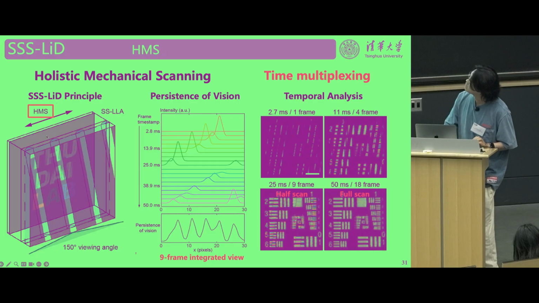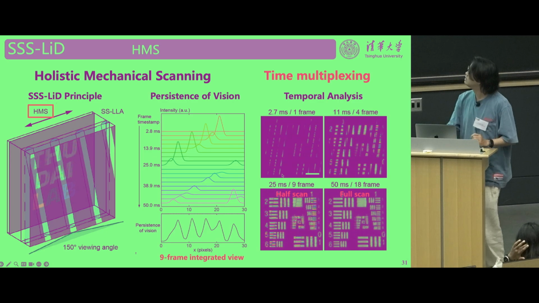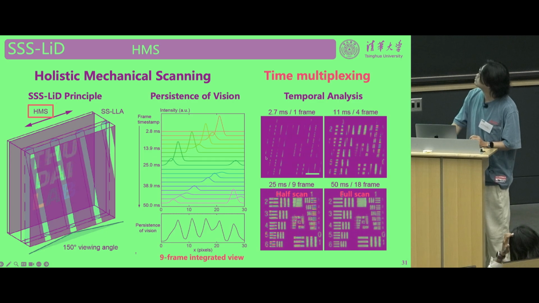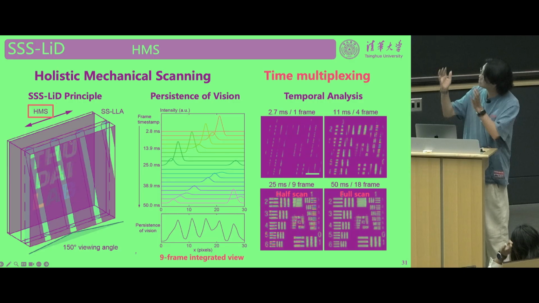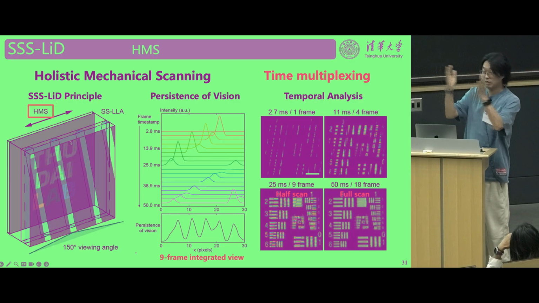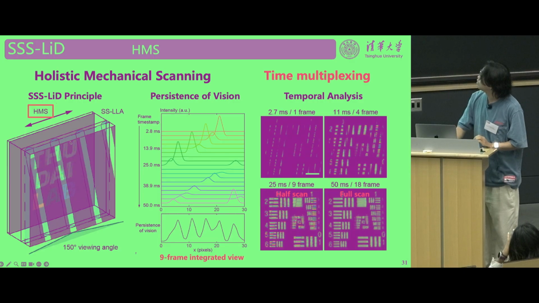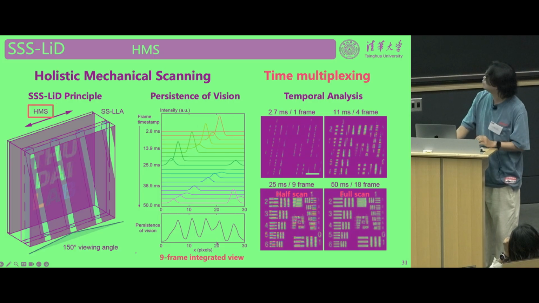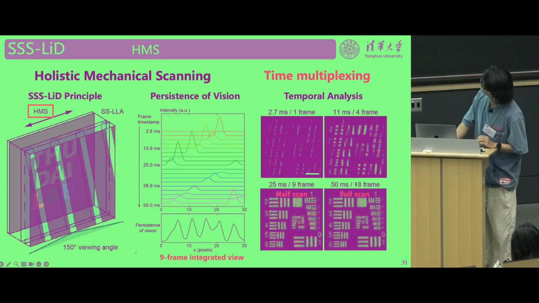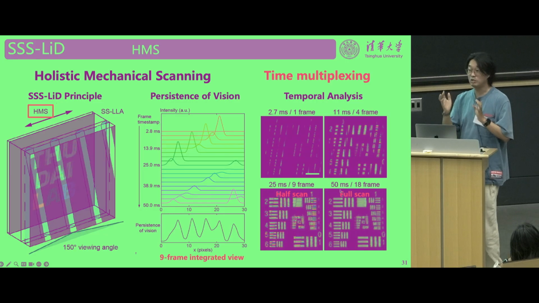And HMS is needed because the super Snell lens only shows the display pixels something like this. Very limited pixels can be shown to the human eye, so we cannot get high resolution images. So HMS shifts the super Snell lens left and right like this, and then the human eye can see integrated information from the scanning within 50 milliseconds. So the total frame rate can be 20 hertz.